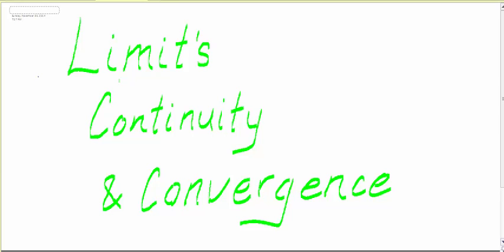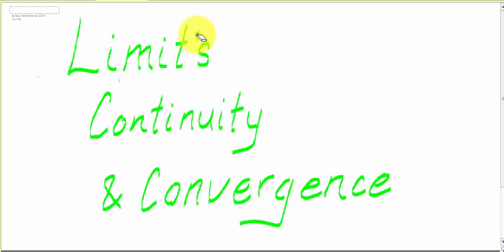Ladies and gentlemen, today is a really exciting day. We're going to start talking about limits more in depth, which is going to lead us into the wonderful study of that which is calculus. So we're going to be looking at limits, continuity, and convergence.